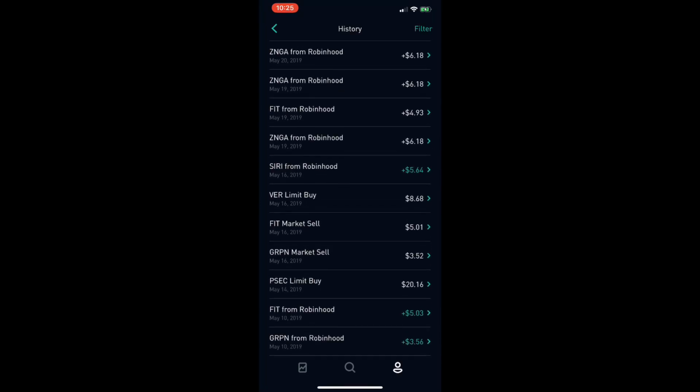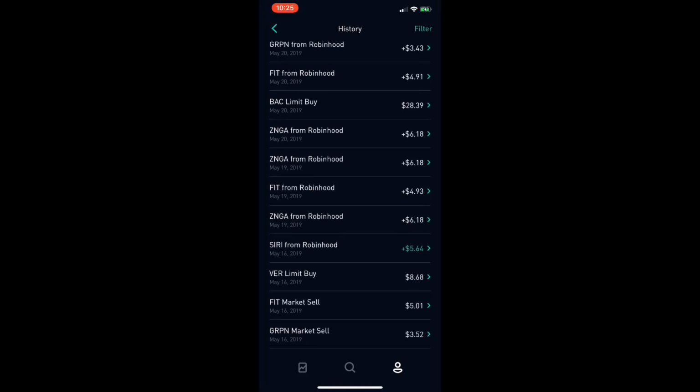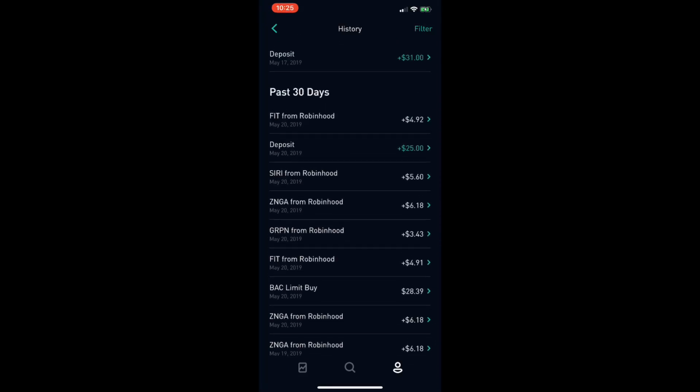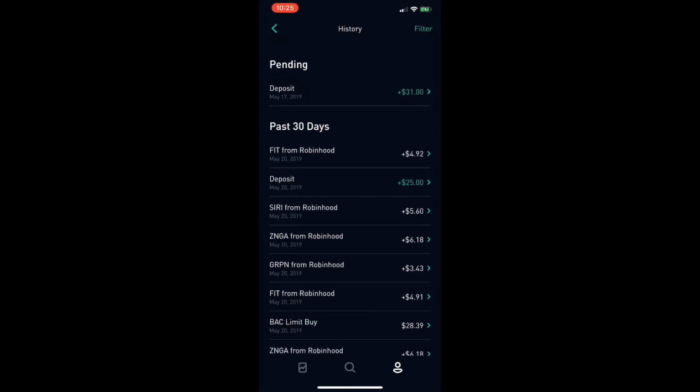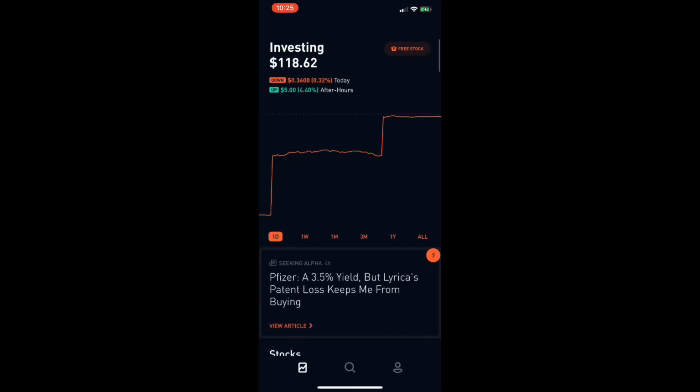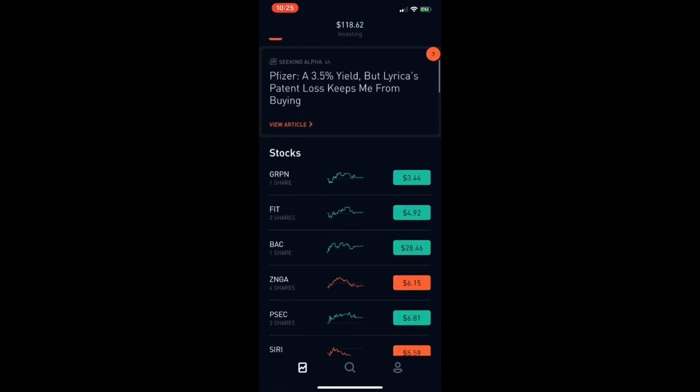I had a free stock for Fit and I sold that. I had a free stock for Groupon and I sold that. And the rest I still have. I'm just waiting for the 3 days to pass so that I can sell. Once the 3 days pass, I'm going to sell and then reinvest that money into the stocks that are going to make me money. And that's it. That's how you do it.